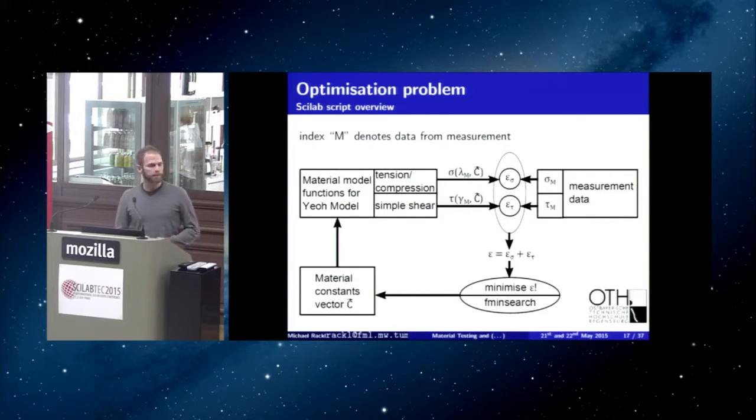Then, last step, put the error into the fmin search function, tell it to minimize the error using the material constants vector, which is fairly easy.